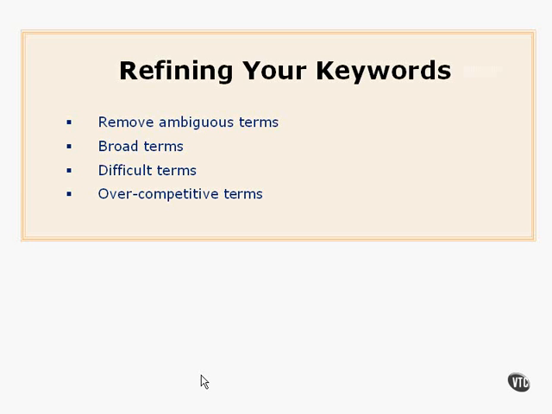Now that you have an initial list of keywords, let's refine the list a bit more by removing ambiguous terms, terms that are too broad or difficult or over-competitive. So the process is here, take a look at your list for ambiguous terms that may have different meanings to different people.